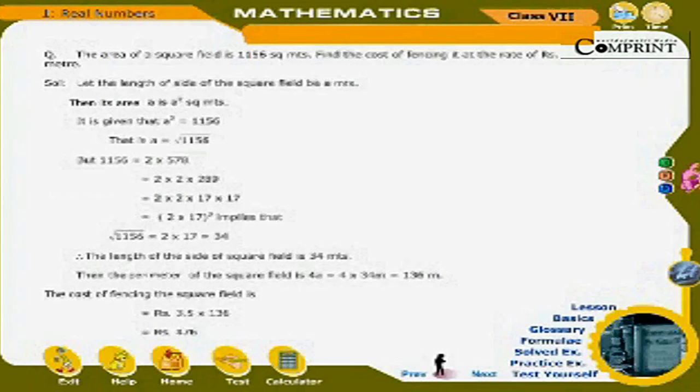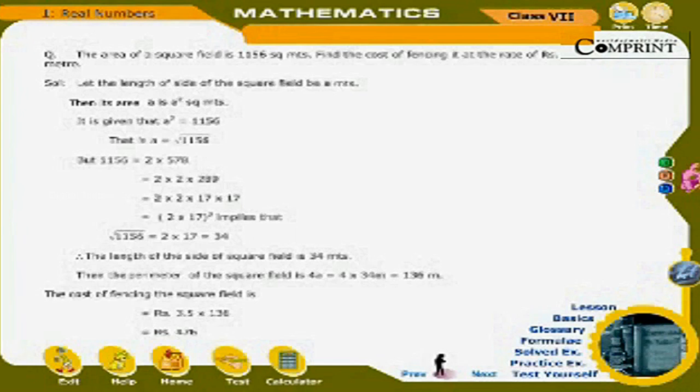Question: The area of a square field is 1156 square meters. Find the cost of fencing it at the rate of rupees 3.50 per meter. Solution: Let the length of the side of the square field be a meters, then its area is a square meters. It is given that a square is equal to 1156, that is, a is equal to under root 1156.